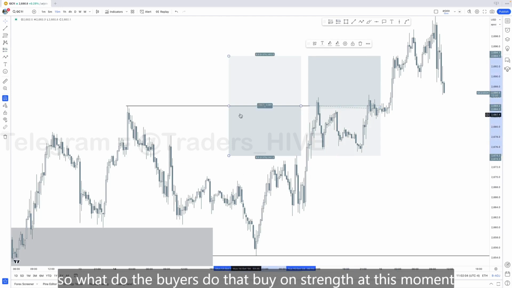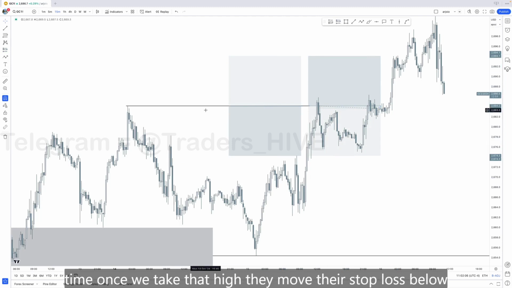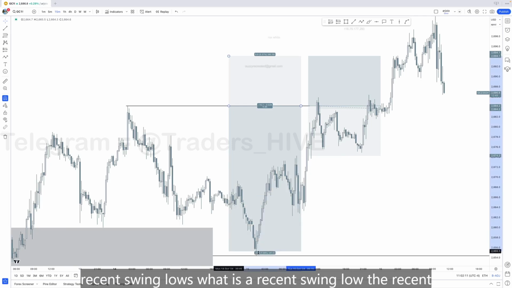So what do the buyers do that buy on strength at this moment in time once we take that high? They move their stop loss below recent swing lows. What is a recent swing low?